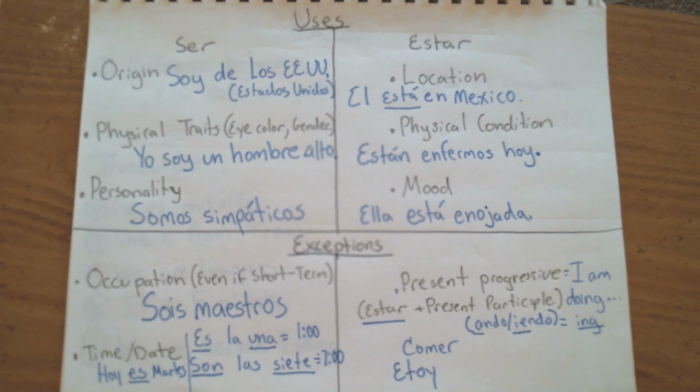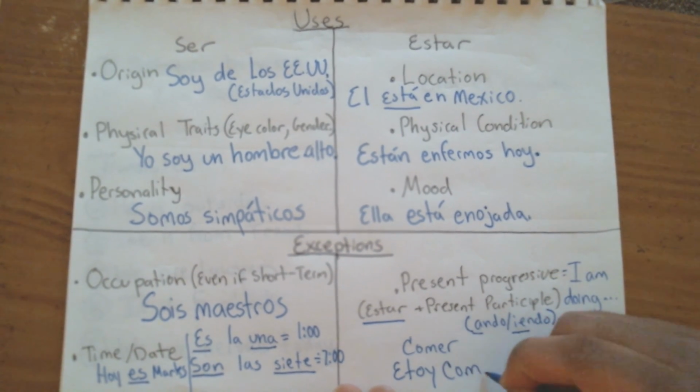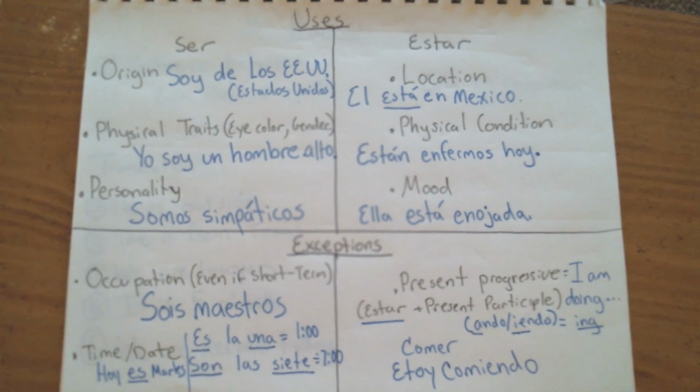Comer is an ER verb, so it's obvious we use iendo. Estoy comiendo, okay? Which is how you say I am eating, like I am eating right now. Okay, so that is basically the difference between the verb ser and the verb estar.